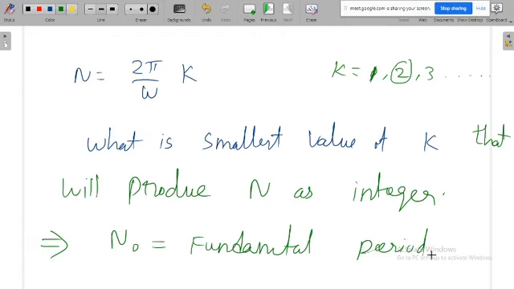This may not be fully clear here, but once you solve one or two problems, this will be clear to you. So now I'll take a simple problem.